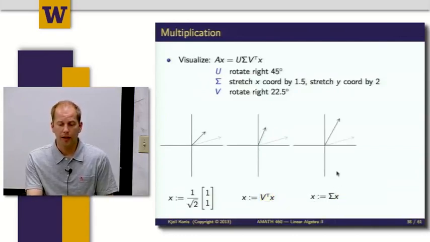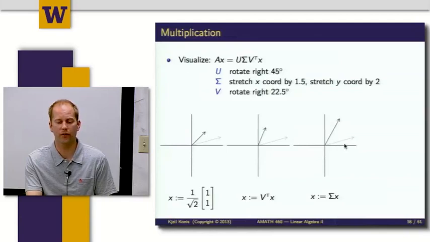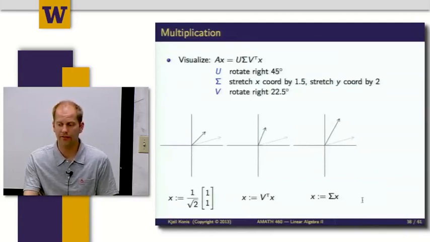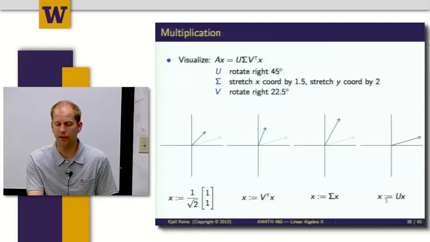Then I'm going to multiply by sigma. So I'm going to stretch the x-coordinate. So I'll take this coordinate here and multiply that by 1.5 and stretch the y-coordinate by 2. So here, the y-coordinate is twice as high as it was over here, and the x-coordinate is 1.5 times what it was over here. And then finally, I'm going to multiply that by u. And so notice now this gray vector is just the product of A times x.